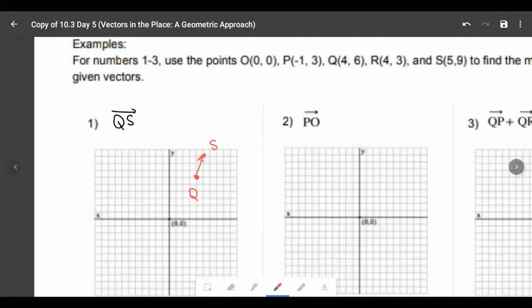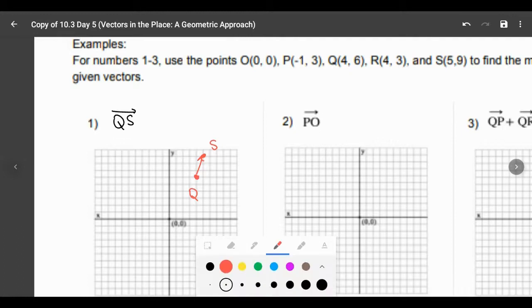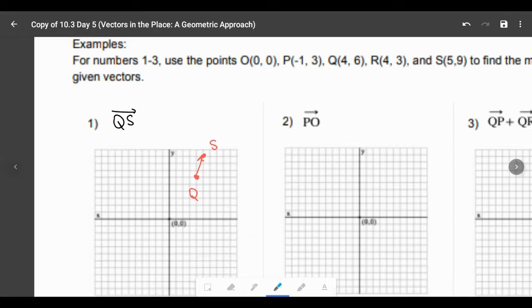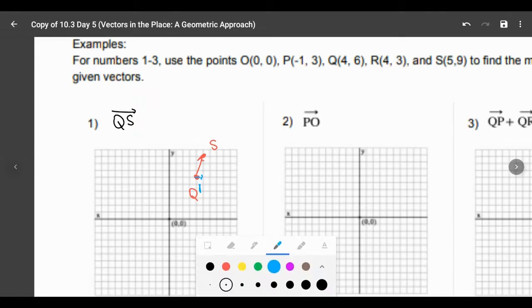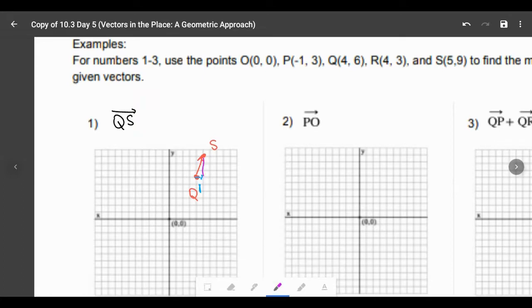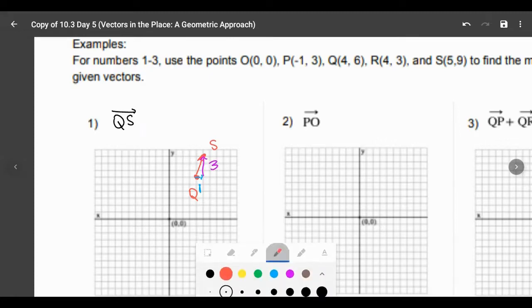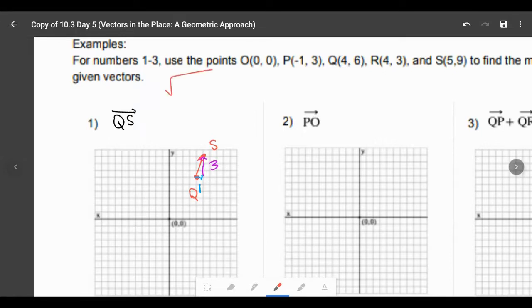In order to find the magnitude, remember I need to find the horizontal and vertical components separately. So for the horizontal component, going from tail to head, that is a change of 1. And then vertically, we're going to have a change of 3. So when we go ahead and find the magnitude, we're simply going to have the square root of 1 squared plus 3 squared, and we get the square root of 10.